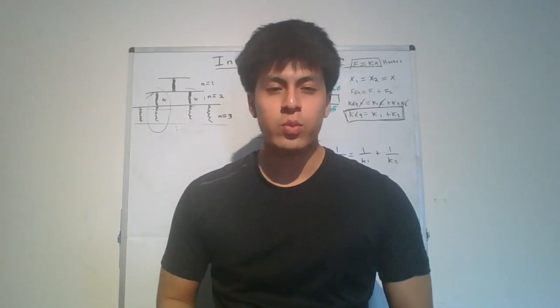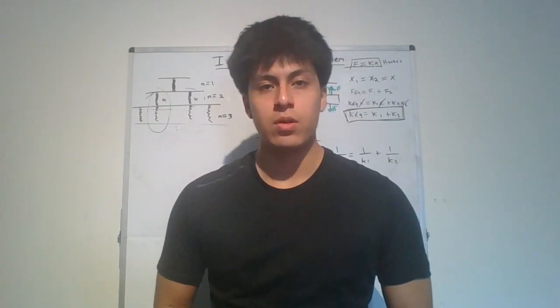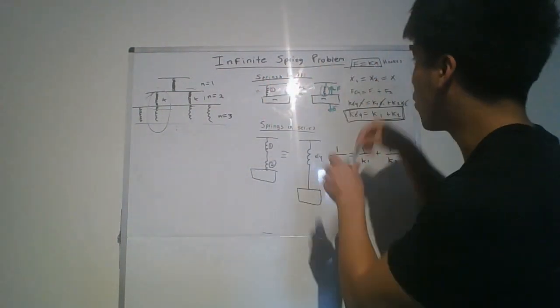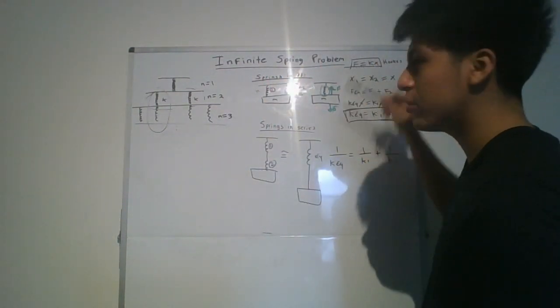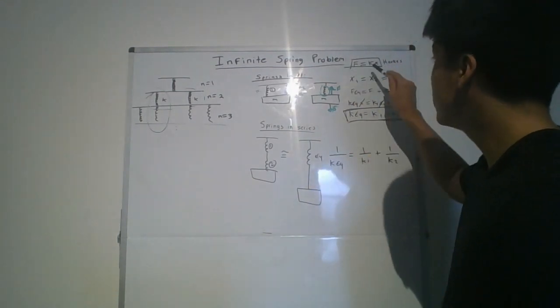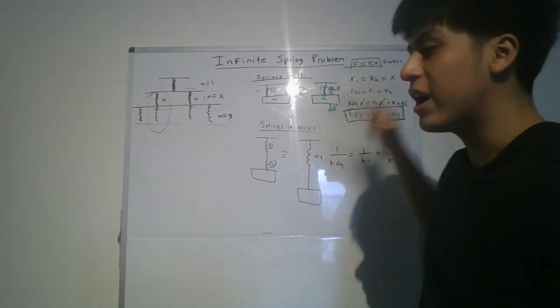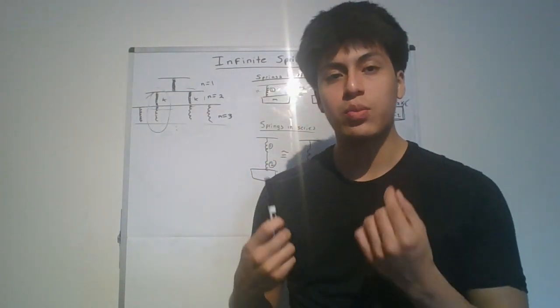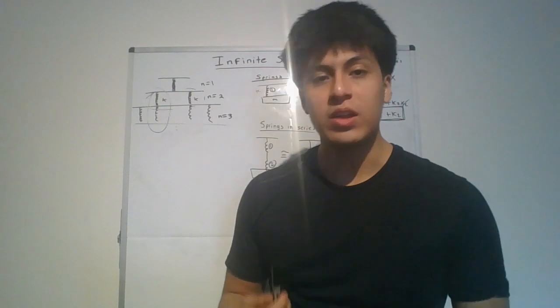So to understand this problem, we need a little reminder of what Hooke's law is. Hooke's law states that the force that a spring has when it's either compressed or elongated is equal to the spring constant times x, where x is equal to the distance that the spring moves from its natural position.